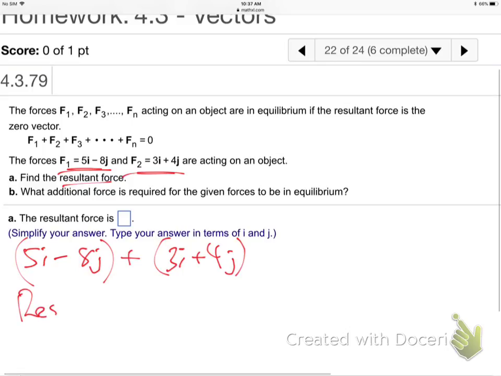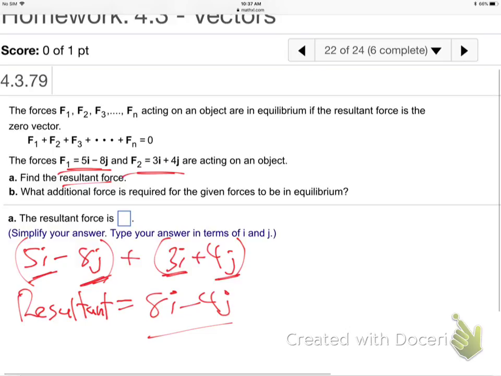So the resultant vector, 5i and 3i, 8i, minus 8j plus 4j is minus 4j. Done. There's the resultant vector. I feel like that question should have come before the other two. Yeah, that kind of leads the other two. Now, there's a part B, which is actually simple, but I want you to first be caught up with me. We good there? Just add them up, get the resultant vector.